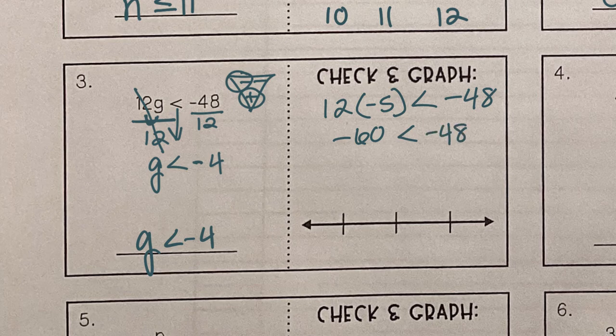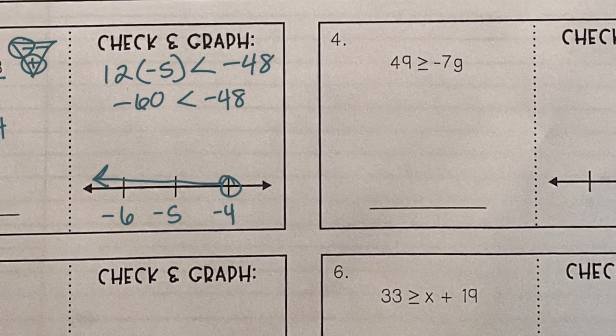I got negative 6, negative 5, negative 4. I'm going to have an open dot on negative 4 because my value for G has to be less than negative 4. It cannot be equal to that. And my arrow is going to go less than to the left for that solution as well.